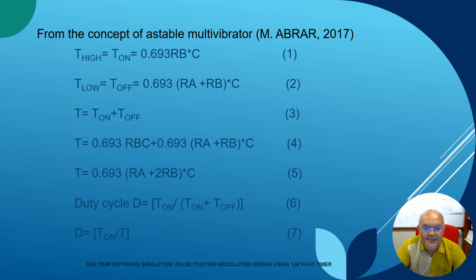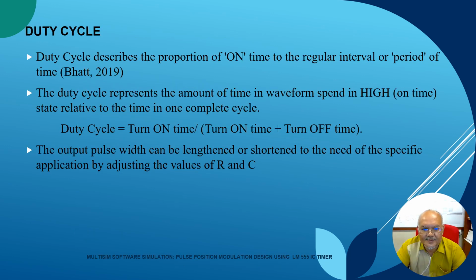or T can be measured by 0.693 Rb C plus 0.693 Ra plus Rb times C, or T can be measured by 0.693 times Ra plus 2 Rb times C, and the duty cycle D equals T on divided by T on plus T off. Duty cycle equals T on divided by T.